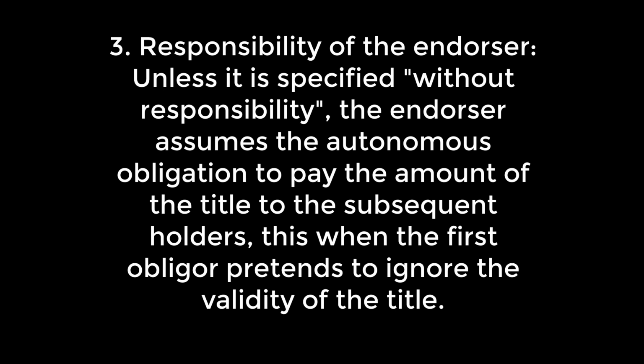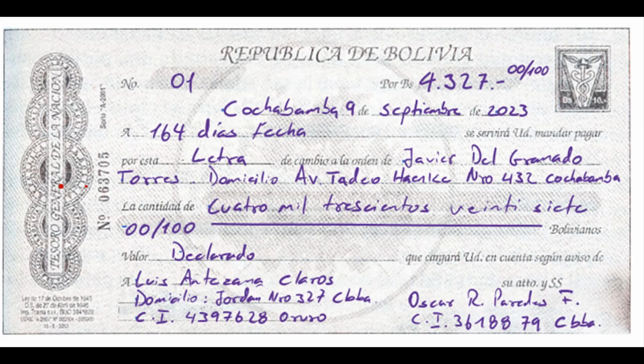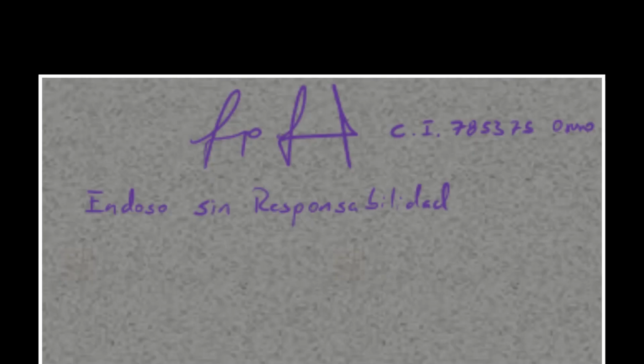3. Responsibility of the endorser. Unless it is specified without responsibility, the endorser assumes the autonomous obligation to pay the amount of the title to the subsequent holders. This when the first obligor pretends to ignore the validity of the title. In the image, we see an example of an endorsement without liability.